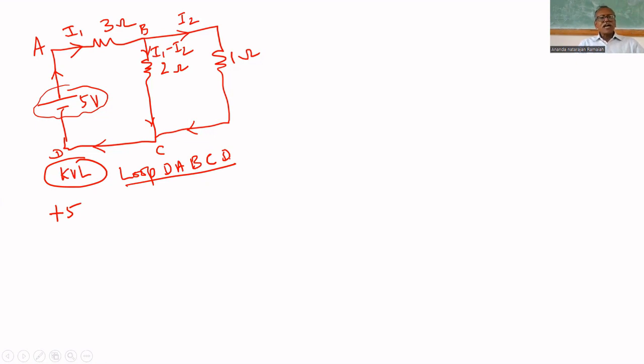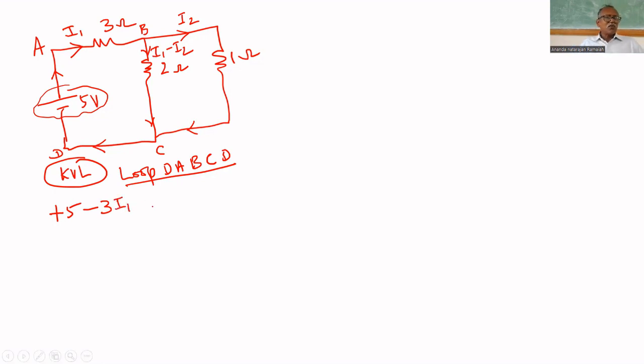You are traveling from A to B. What will happen? Current direction is from A to B. There will be a fall in potential. This 5 volt will be reduced because of resistance. That's why minus. What is the drop across 3 ohm? 3I1. So why am I putting minus? Because of fall in potential. That's why 3I1.